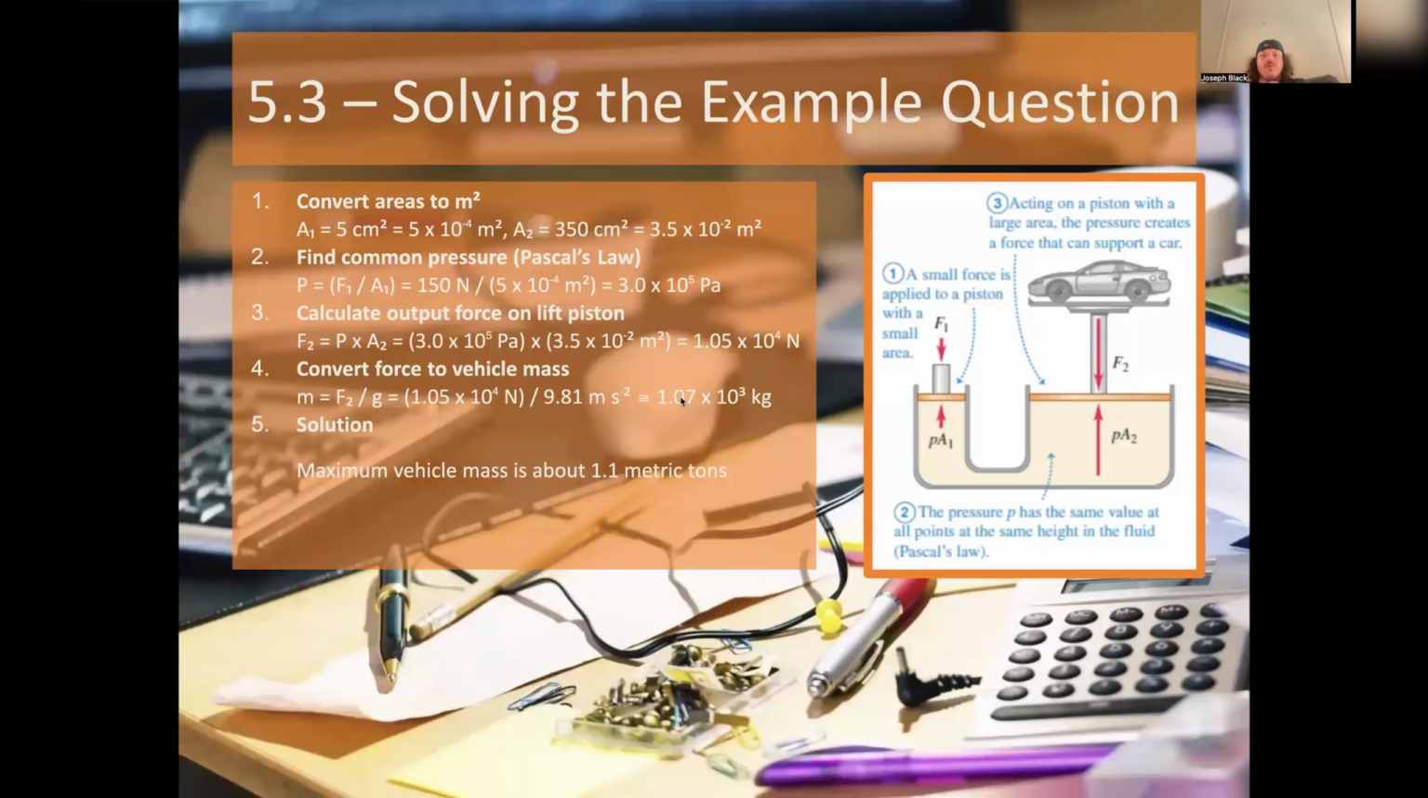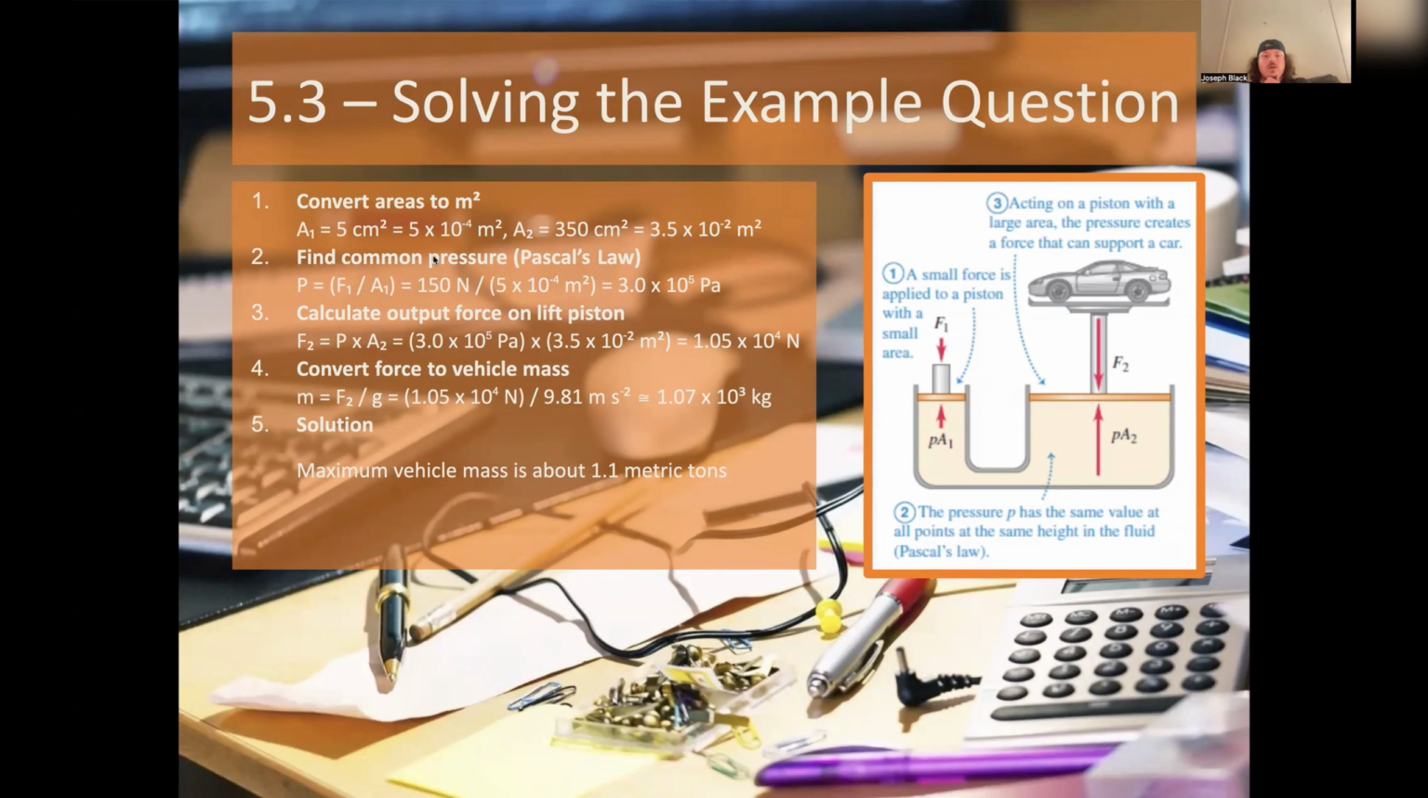Now, on to solving the example question. First step is to convert the areas to meters squared. So we have A1 is equal to 5 centimeters squared, which is 5 times 10 raised to the negative fourth power. And A2 is 350 centimeters squared, which is 3.5 times 10 raised to the negative second power.